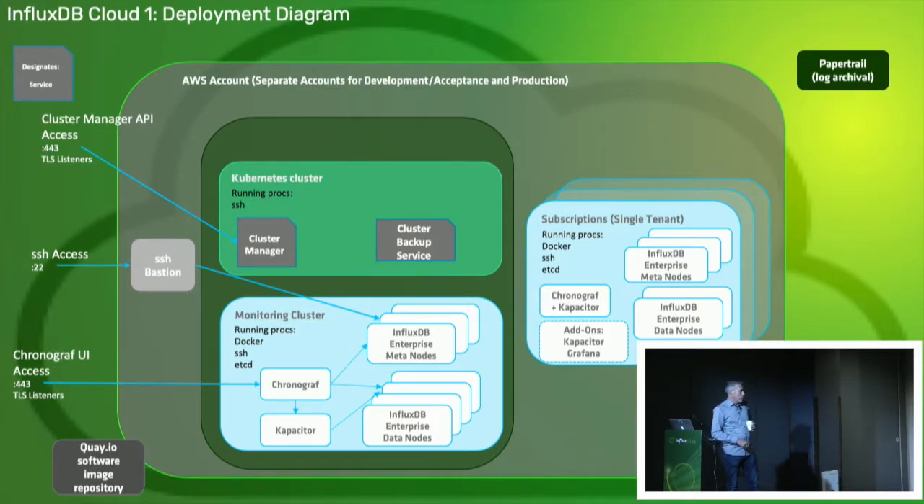We're also using Quay for the software image repository. So we push new instances of the software into Quay and then update the Docker container images in a rolling upgrade format as we push those things into production.